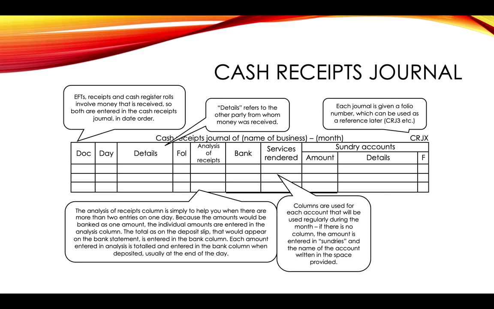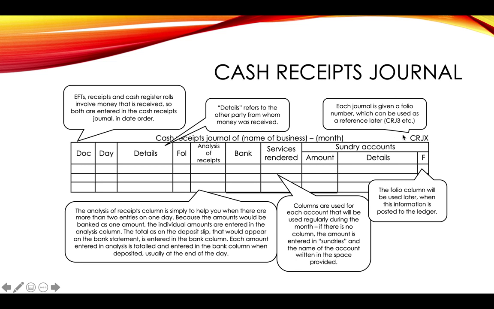Obviously, if you're doing people's hair, you would hope that you would have a lot of entries in your services rendered column, and so that's why we've created a column for it. Your sundry accounts over here is shown for any other accounts where you didn't create a column. If you wanted to, you could create as many columns as you liked. If you're working on paper, you might just run out of space.